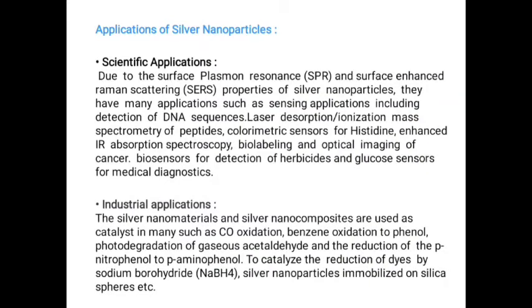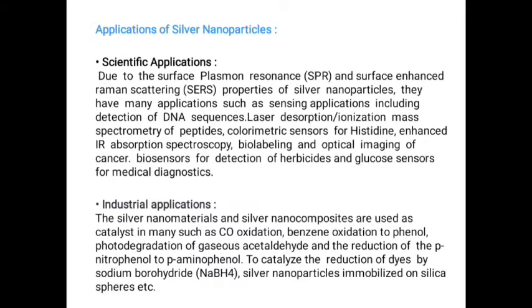Application of silver nanoparticles. Scientific applications. Due to the surface plasmon resonance and surface enhanced Raman scattering properties of silver nanoparticles, they have many applications such as sensing applications including detection of DNA sequences, laser desorption or ionization, mass spectrometry of peptides, colorimetric sensors for histidine, enhanced IR absorption spectroscopy, biolabeling and optical imaging of cancer, biosensors for detection of herbicides, and glucose sensors for medical diagnostics.